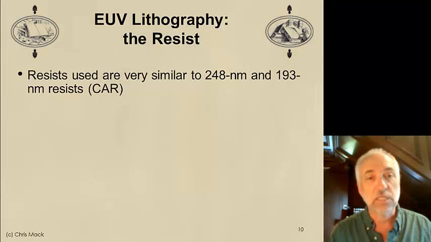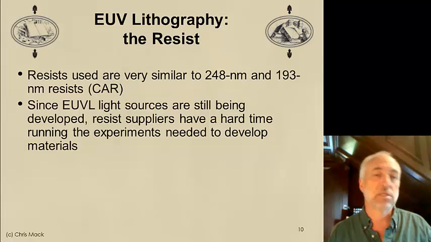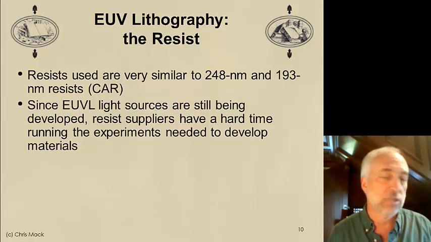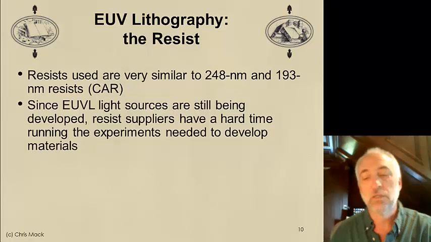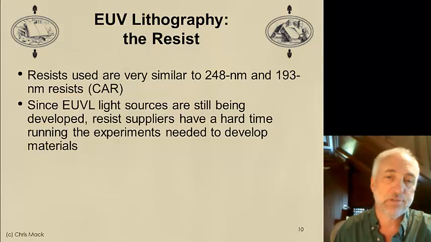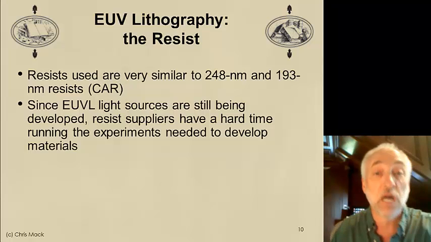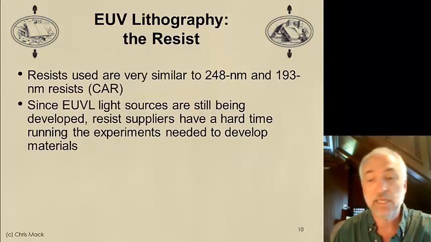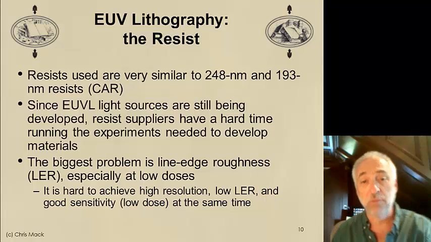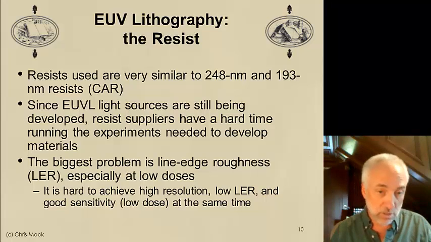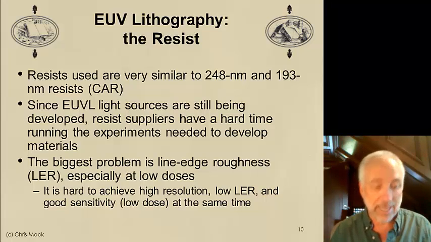But that doesn't mean it's easy. One of the problems is without a good EUV light source, the resist manufacturers have had a hard time doing all the development experiments needed to create these materials, and as such, maybe we're a little bit further behind than we would have liked to have been in resist development. But the biggest problem is something called the RLS triangle.